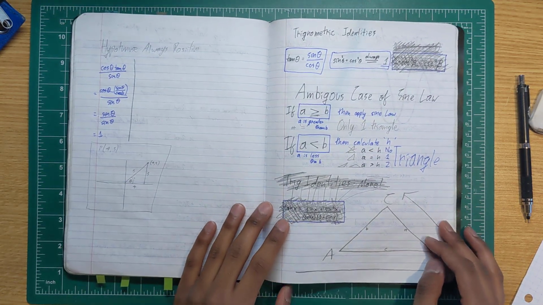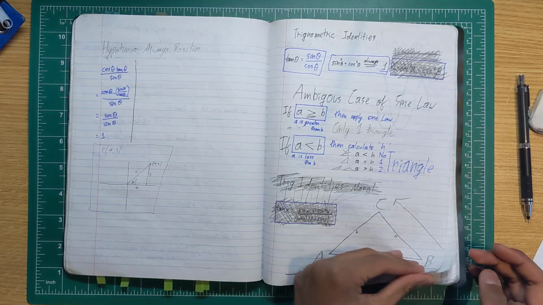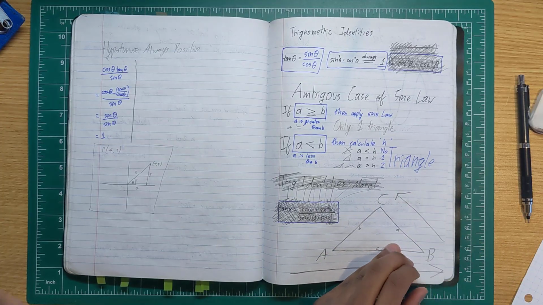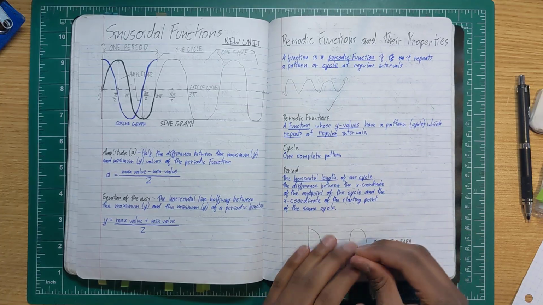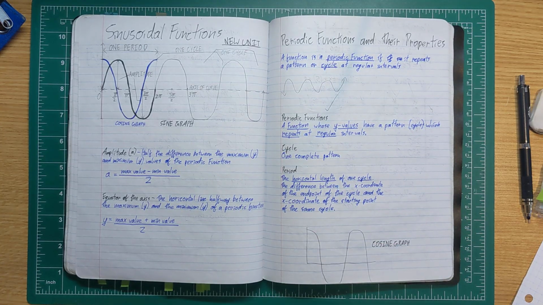Ambiguous case of sine law. You don't need this. I haven't seen it at all. Maybe I'll need this in the future, but at the moment I don't. Periodic functions and their properties. Sinusoidal functions are ultra important.